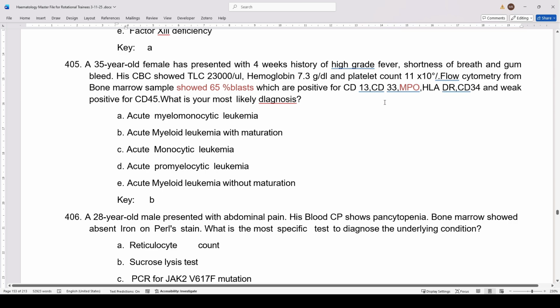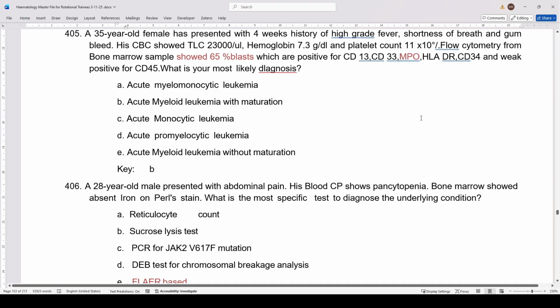It means it is from M1, M2, M3, M4. What is your most likely diagnosis? The most likely diagnosis here is acute myeloid leukemia with maturation. MPO is positive, so there is some type of maturity in these cells. Acute myeloid leukemia with maturation.